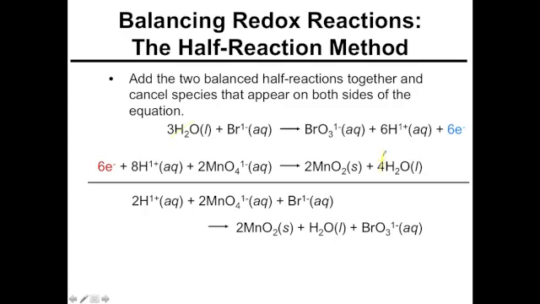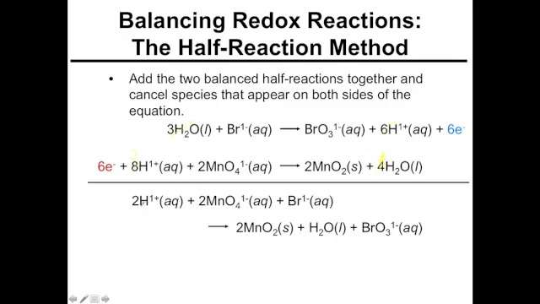Oops. And so I'll be left with 1 water on this side. Also, I have 6 hydrogens here, H+ ions, and I have 8 here. So these 6 will cancel with 6 of these, and that will leave me 2 remaining. Now my bromines won't cancel, or my manganese won't cancel either. So those are the only species that will cancel. Then I need to add them all together.